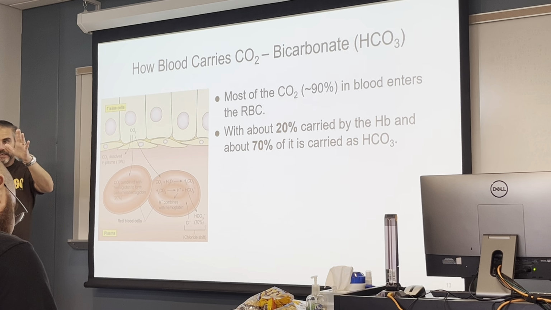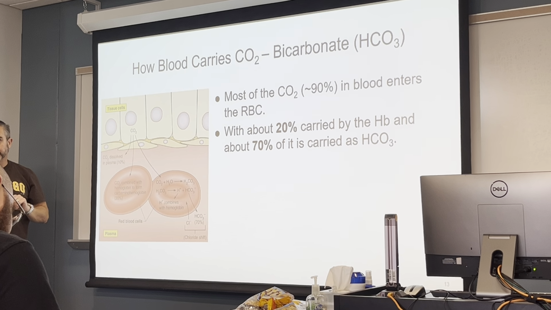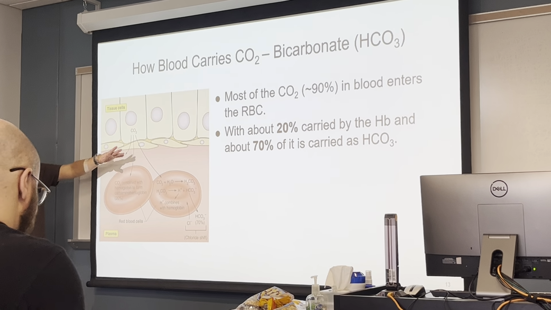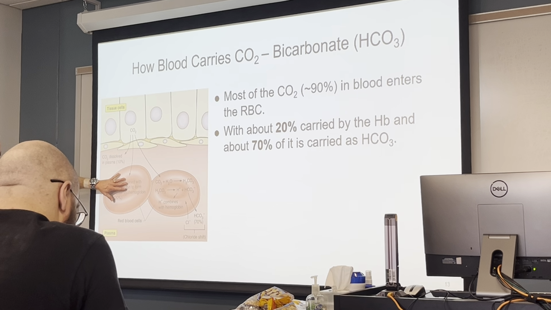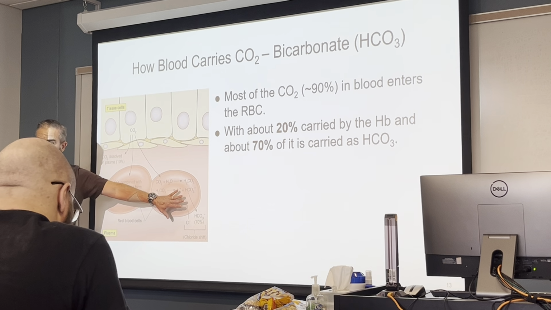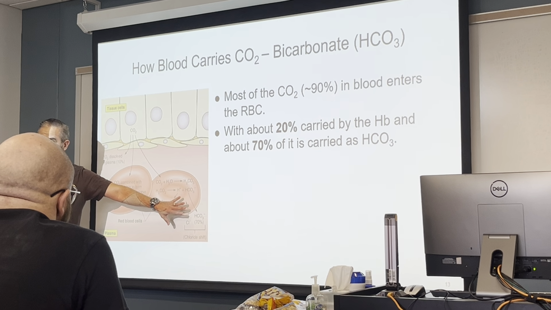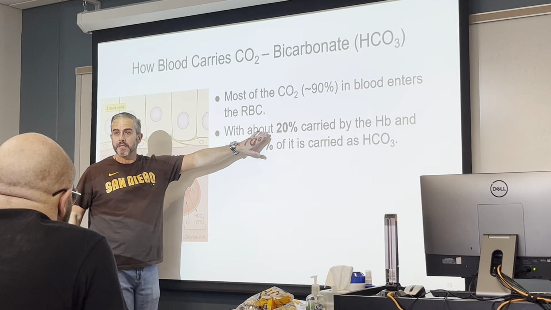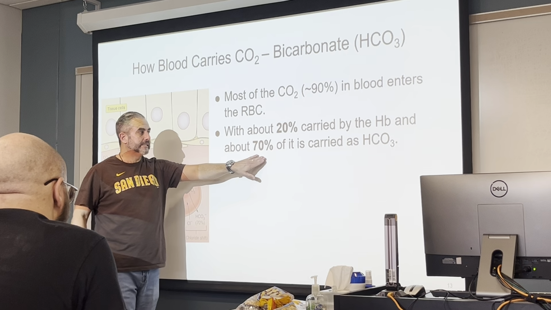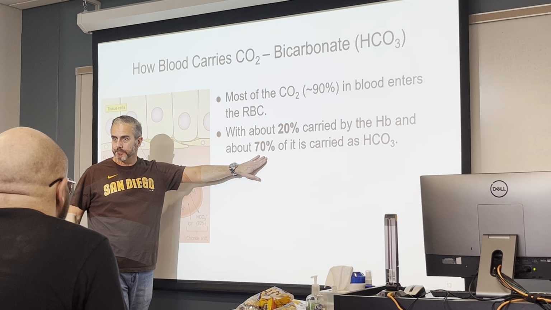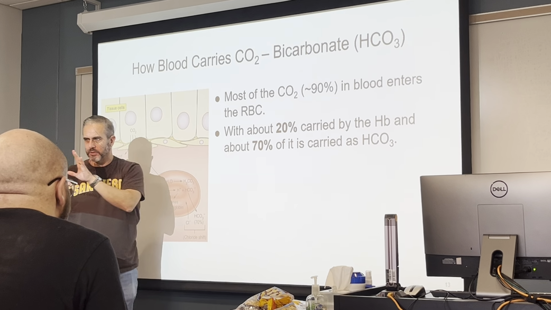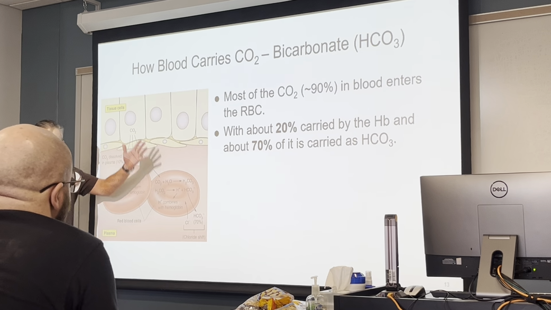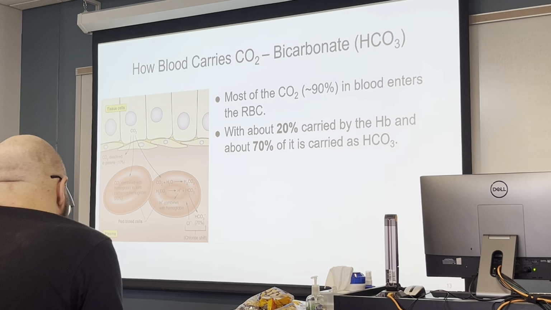About 20 of the 90, 20% of it will be carried by the hemoglobin. 70 will be carried as bicarb. All right, so 10% in plasma, 20% with the hemoglobin, 70% is bicarb. Okay, so don't get the oxygen percentages confused with the carbon dioxide percentages. Add them all up, there's 100%. There's all our CO2.